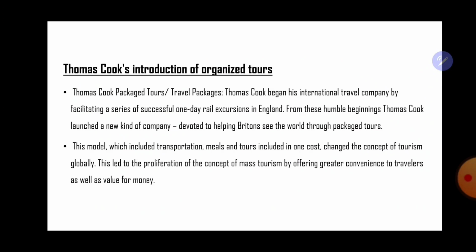You may wonder how it is that he got started out, right? It's simple, as what we said before. He began his international travel company by facilitating a series of successful one-day rail excursions in England. From these humble beginnings, Thomas Cook launched a new kind of company devoted to helping Britons see the world through packaged tours. This model, which included transportation, meals, and tours in one cost, changed the concept of tourism globally.